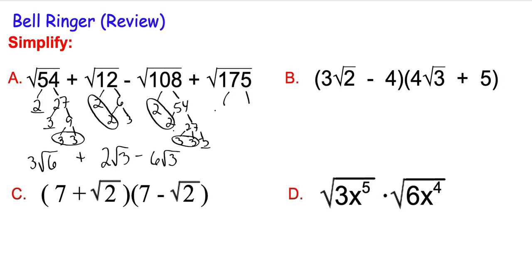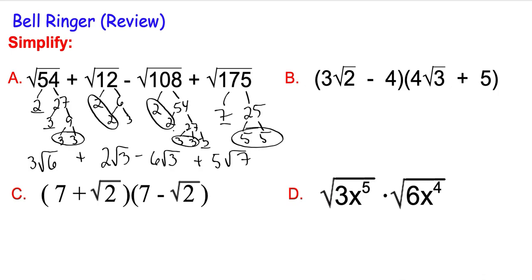175 breaks down to a 7 and a 25, right? Because how many quarters is $1.75? It's 7 of them. And we break down the 25 to 5 and 5. So we have a pair of 5s. And then we leave that 7 underneath there. So plus 5 root 7.